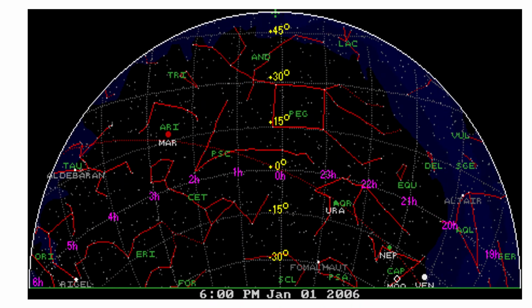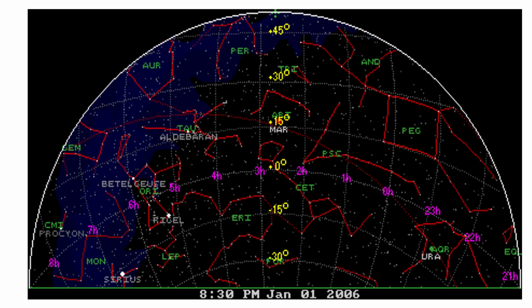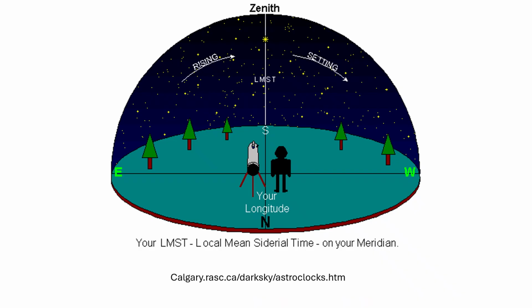But what changes is the local sky. This is described by the local sidereal time. It tells you which right ascension is on the local meridian at any moment. So as the Earth rotates, the right ascension value directly overhead changes through day and night.